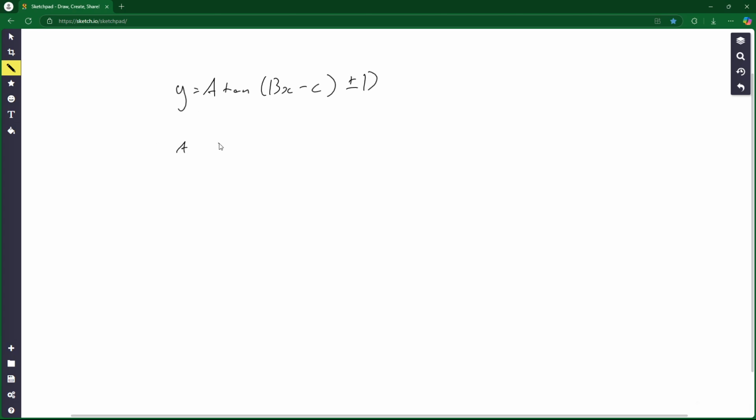Same thing, a is equal to amplitude, b is going to equal period, 1 under pi over 2. So we'll just put b is equal to period. C is going to equal our phase shift. And then d is equal to our vertical shift.